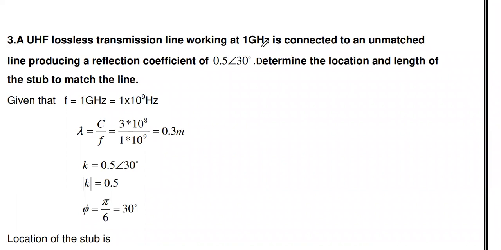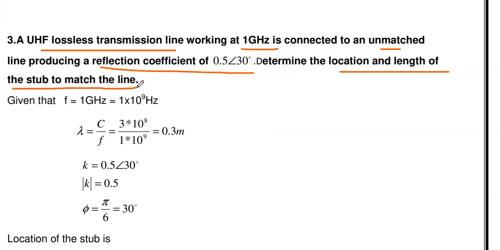Here the operating frequency is given. This is a somewhat different problem. Here ZR is not at all given. Directly the reflection coefficient is given and the frequency of operation is given. We are going to design the length and location. So here you see the question. A UHF lossless transmission line working at 1 GHz, the operating frequency, is connected to an unmatched line, producing the reflection coefficient of 0.5 with angle 30 degree. Determine the location and length of the stub to match the line.